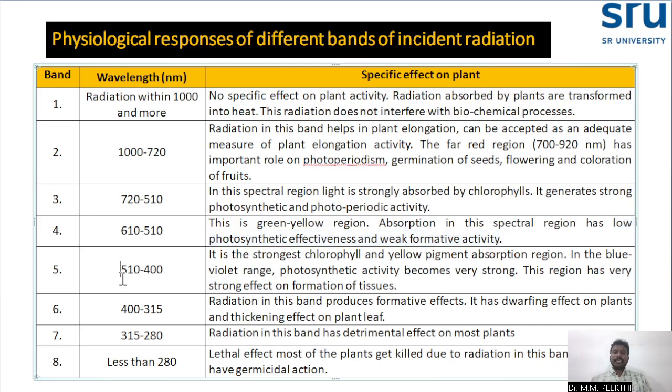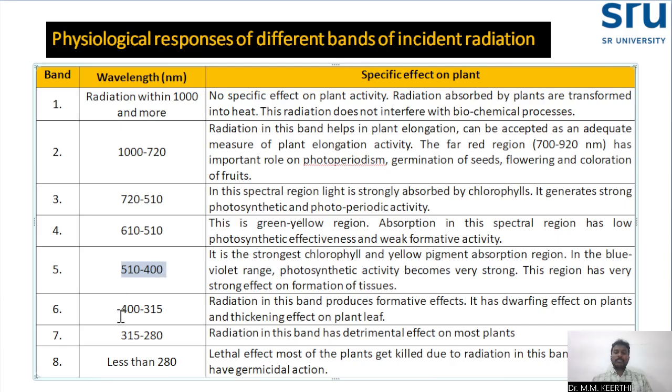Next, the nanometer between 510 to 400 nanometer. Again, like 720 to 510 nanometer, 510 to 400 nanometer is strongly absorbed by the chlorophyll, and there is a yellow pigment absorption region, particularly in the blue violet range. The photosynthesis becomes very strong, so tissue formation will occur more during 510 to 400 nanometer. Photosynthesis will occur most in 720 to 510, followed by 510 to 400.